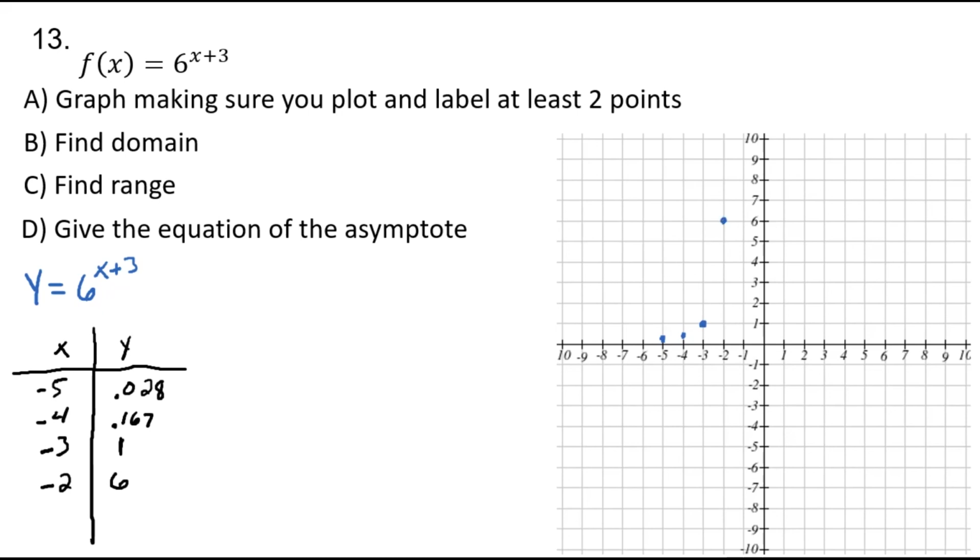All right, so I can see how this is shaping up. I'm going to have something that is curving along like this, and then down here it is doing something like this. All right, there's our graph, and let's go ahead and mark off a couple of points here. I got -2, comma 6 here, and then -3, comma 1 here. So there's our graph with 2 points that are labeled.